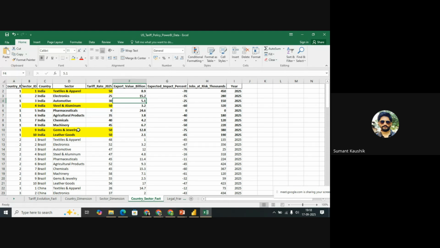Now, how much is the trade volume? Amongst these, although pharmaceuticals have the highest exports among all these sectors, the highest trade value comes from gems and jewelry. So the gems and jewelry sector will be the most affected sector.